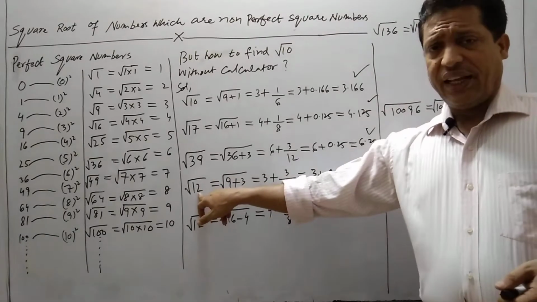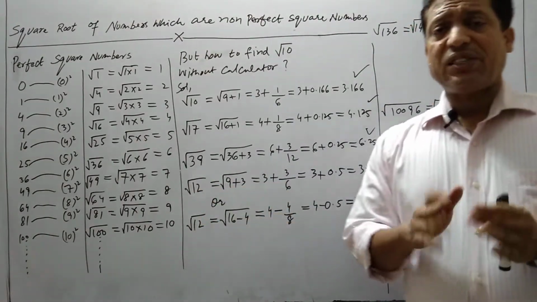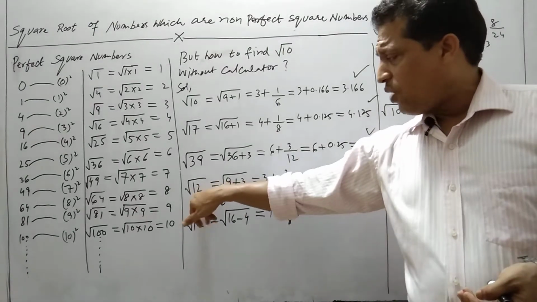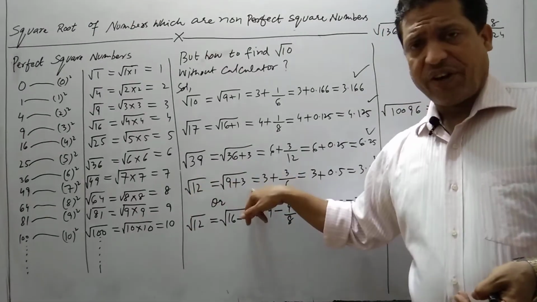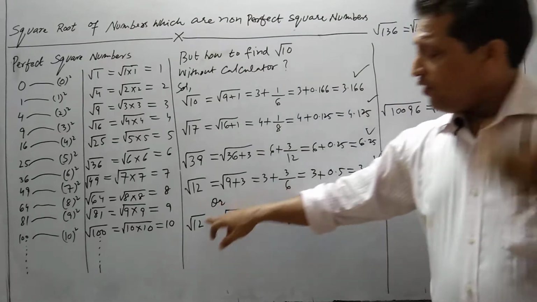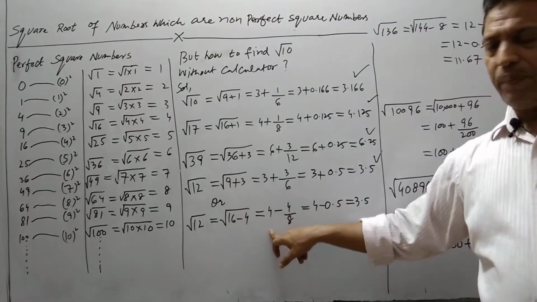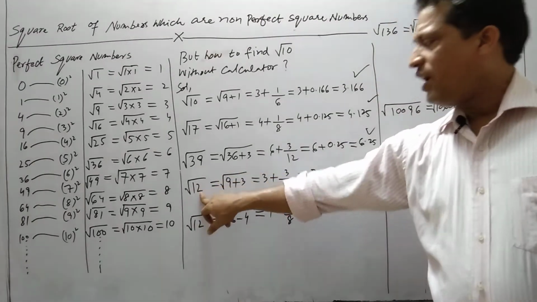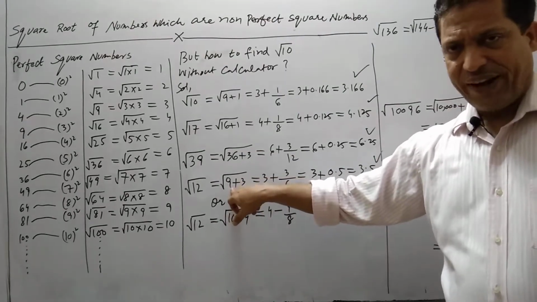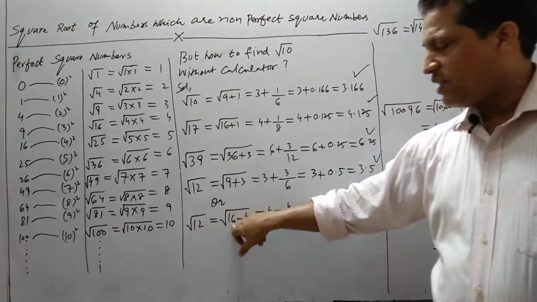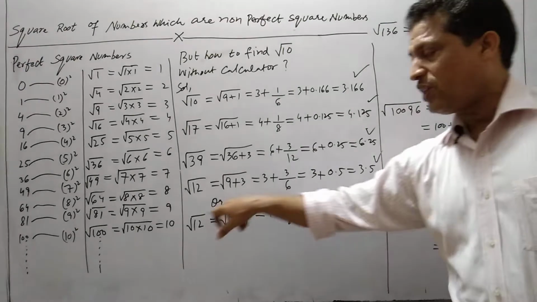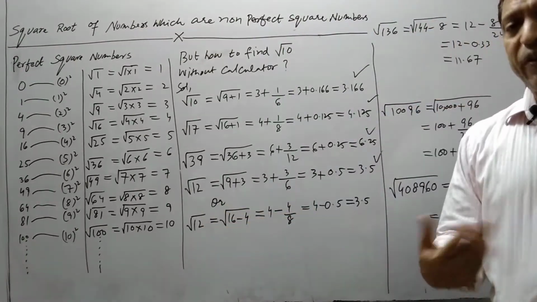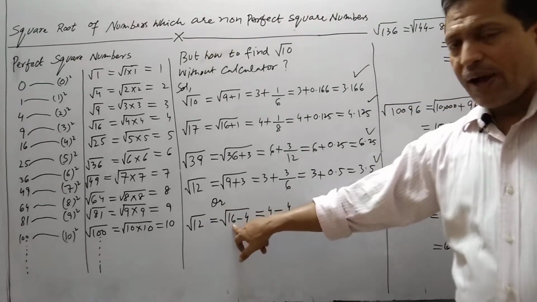It is not necessary that you always write two numbers with plus. Like 12 can be written as 9 plus 3, or also 12 can be written as 16 minus 4. In this case, 9 is a perfect square number, and 16 minus 4 is 12, and 16 is again a perfect square number. What is the square root of 16?